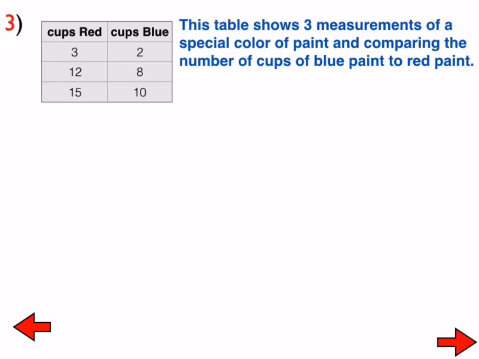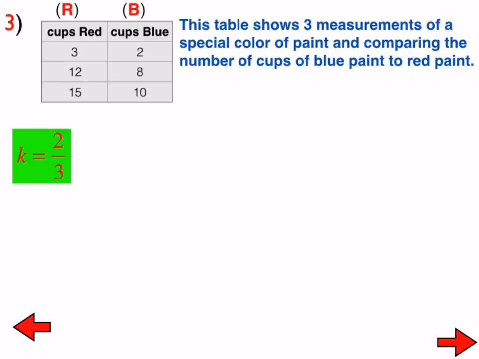Now, let's take a look at number 3. It's not very clear what the input or output is on a problem like this one, because this table shows 3 measurements of a special color of paint and compares the number of cups of blue paint to red paint. Once again, please find both constants of proportionality, both unit rates, and both equations that would represent that scenario. And I'm using R to represent the number of cups of red paint and B to represent the number of cups of blue paint.